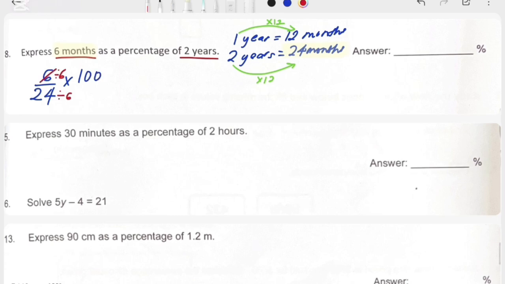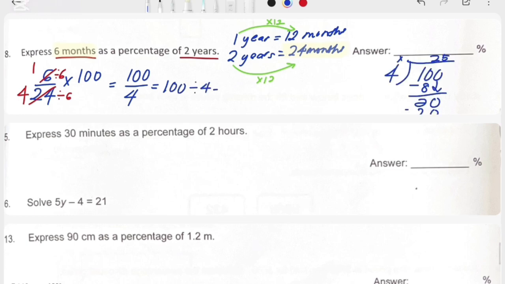6 and 24 can be simplified by dividing them by 6. 6 divided by 6 is equal to 1 and 24 divided by 6 is equal to 4. Now my fraction is only left with 1 over 4 times 100, which gives 100 over 4, which is also the same as 100 divided by 4. 100 divided by 4 is equal to 25. The answer is 25%.